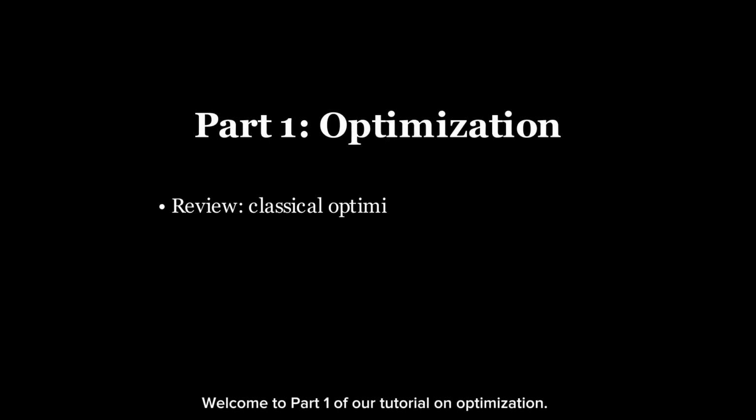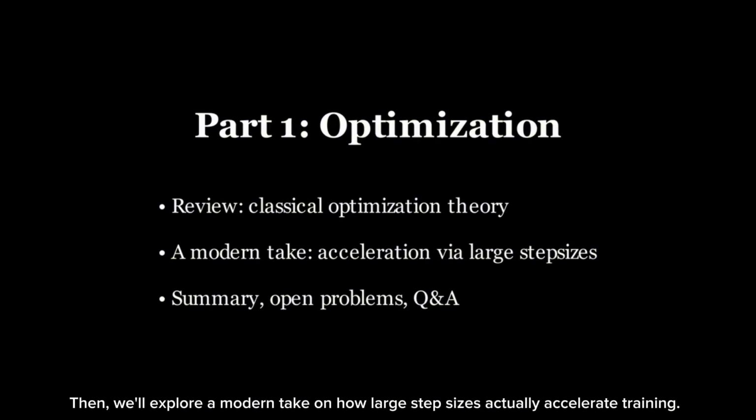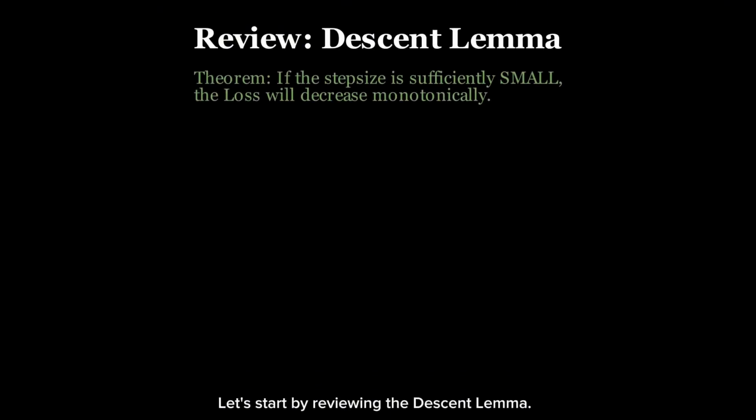Welcome to the background section of our tutorial on optimization. We will start by reviewing classical optimization theory. Then we'll explore a new model of how large step sizes actually accelerate training. Finally, we will wrap up with a summary and some open problems. Let's start by reviewing the descent lemma.